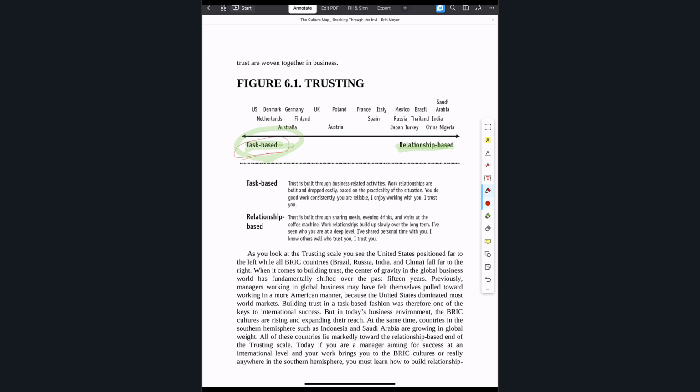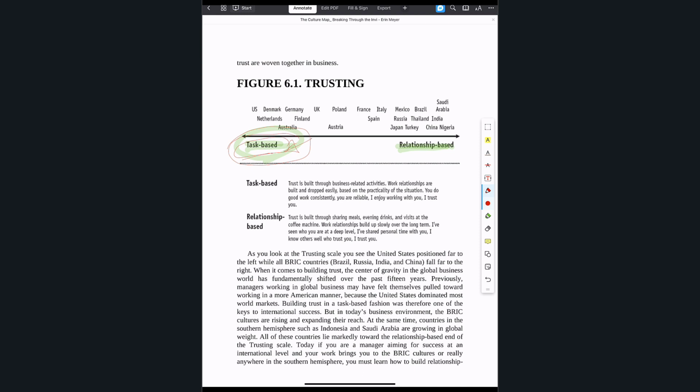So in the task-based cultures, you will see the leaders and the employees tend to focus a lot on competency, on getting tasks accomplished. So then they will give more importance to clear objectives, performance metrics, results. And if you are good at those things, then you will be trusted more.